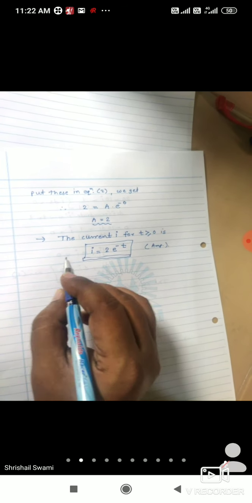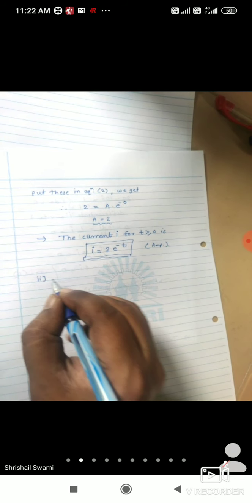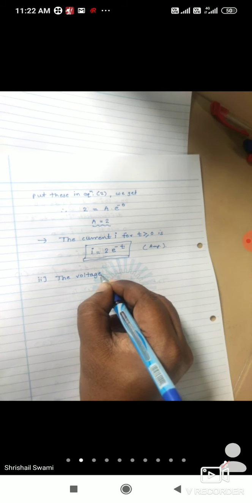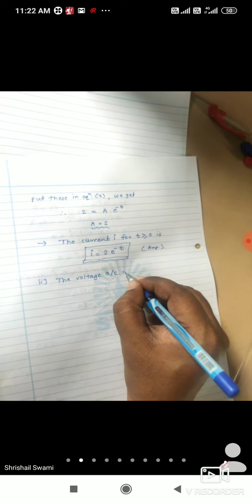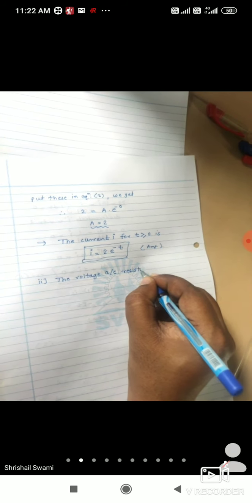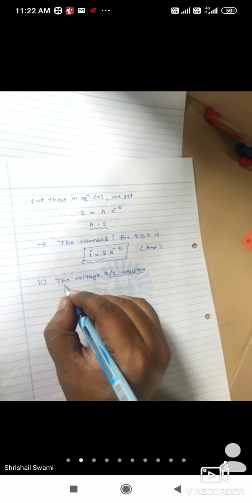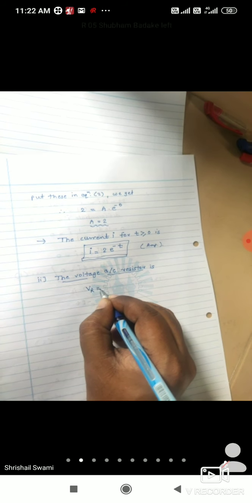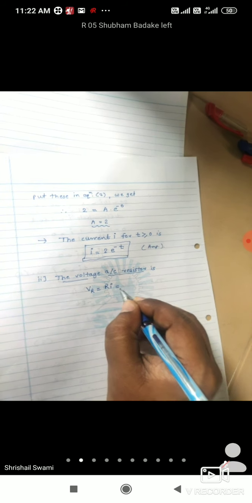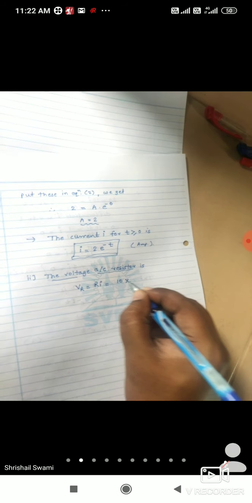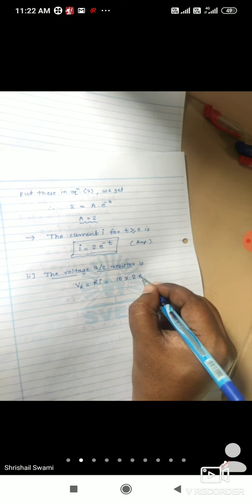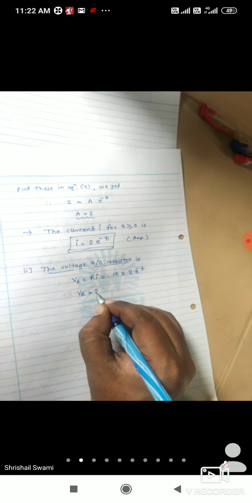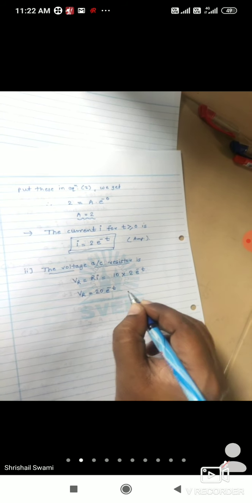Okay, so we still need to find out two parts: the voltage across the capacitor and the resistor. The voltage across the resistor you can easily find out, that will be VR is equal to R into I. So the R value is 10 here, 10 into I value, which is 2 into e raised to minus t. So VR is equal to 10 into 2 is 20, 20 into e raised to minus t ampere.